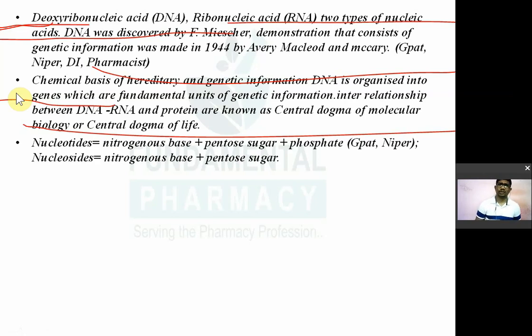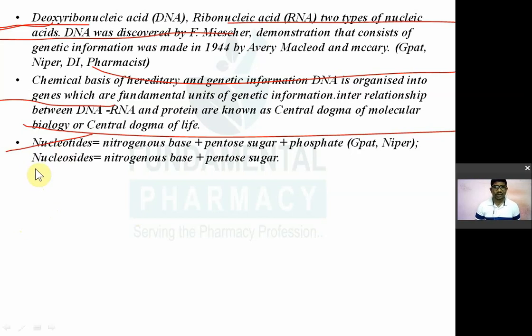Now these DNA and RNA, deoxyribonucleic acid and ribonucleic acid, they are nothing but polymers, as with your other biomolecules. Just as in carbohydrates, a polysaccharide is a polymer of monosaccharides, and proteins are polymers of amino acids, likewise nucleic acids are also polymers. They are polymers of nucleotides.